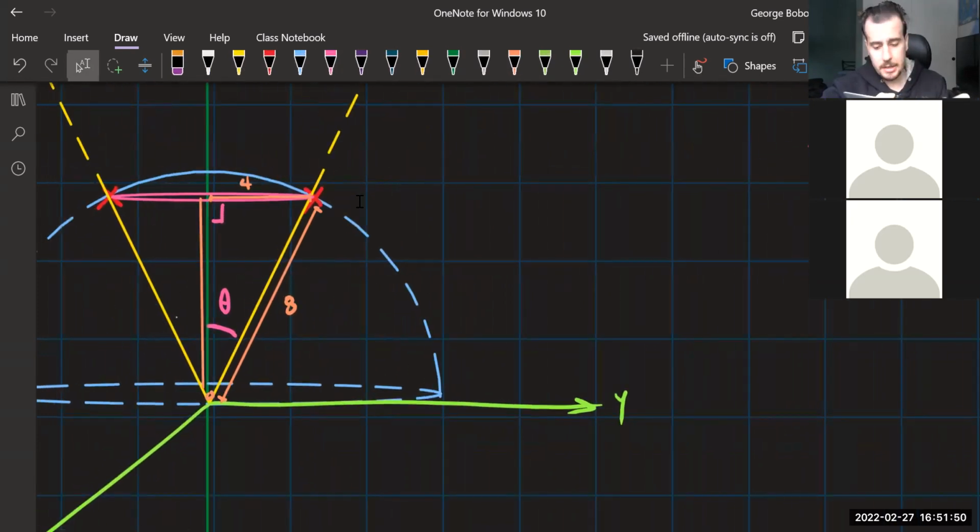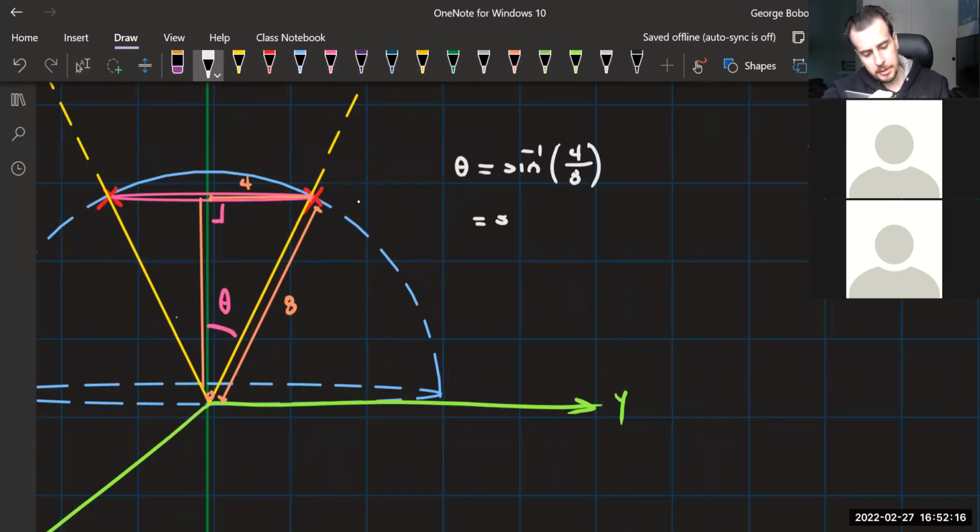Okay, what is this angle theta right now? The way we see it, could any of you tell me? How could you use this information to get theta? What is theta? Sine of 4/8. Yeah. I believe this is the 30-degree angle, right? That's sine inverse of 1/2. I'm pretty sure that's 30.